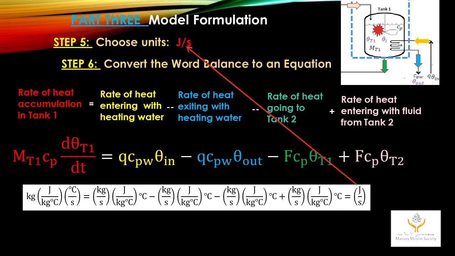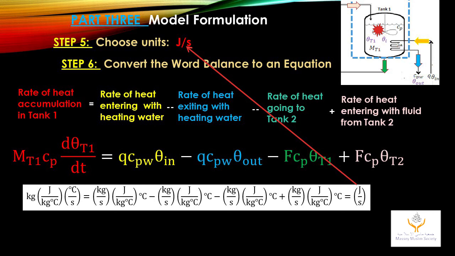And then you add what's coming back: the flow rate, specific heat capacity, times the temperature of tank 2, because that's where it's coming back from. Makes sense. Not too bad, right? It looks horrendous to begin with, but it looks not too bad actually.